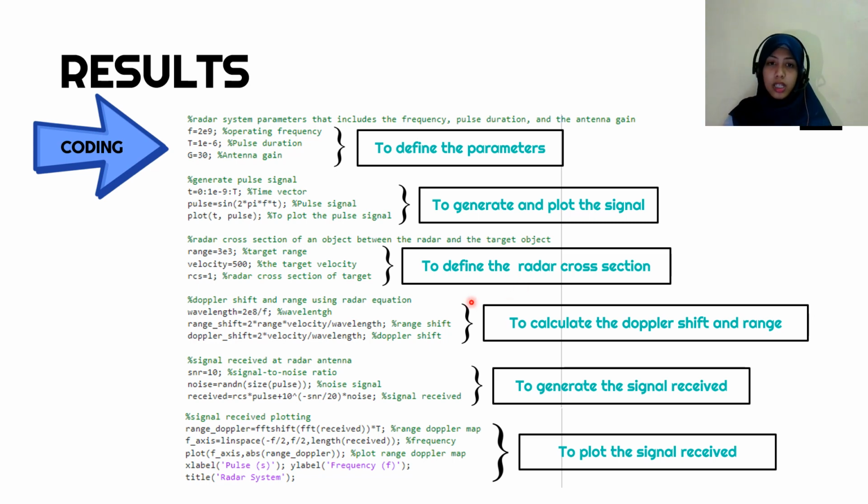Okay, so next is to calculate the Doppler shift and range using the radar equation. Next, we use this code to generate the signal received at the radar antenna. And the last part is to plot the received signal.